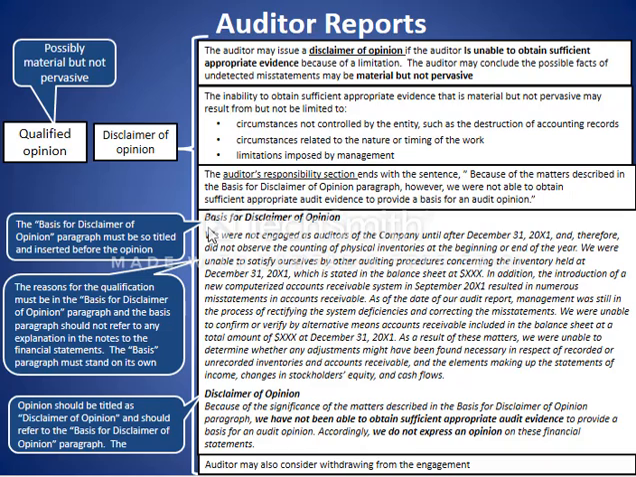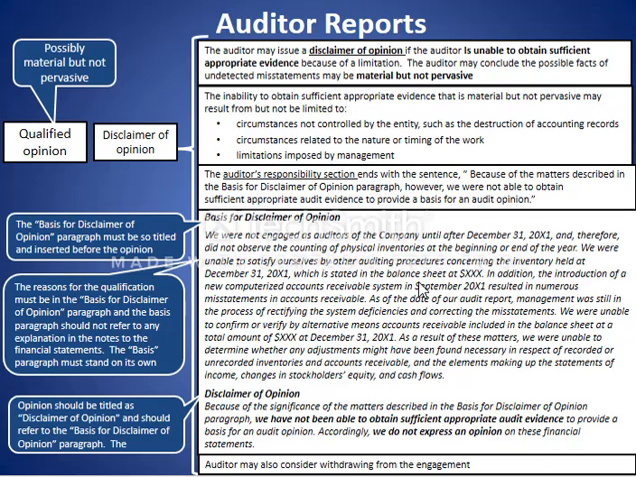So let's take a look at this example where we have a basis for disclaimer of opinion. And again, this is just one example. We were not engaged as auditors of the company until after December 31st, 20X1, and therefore we did not observe the counting of physical inventories at the beginning or end of the year. So those are two critical points for the audit. We were unable to satisfy ourselves by other auditing procedures concerning the inventory held at the end of the year, which is stated on the balance sheet at such and such.